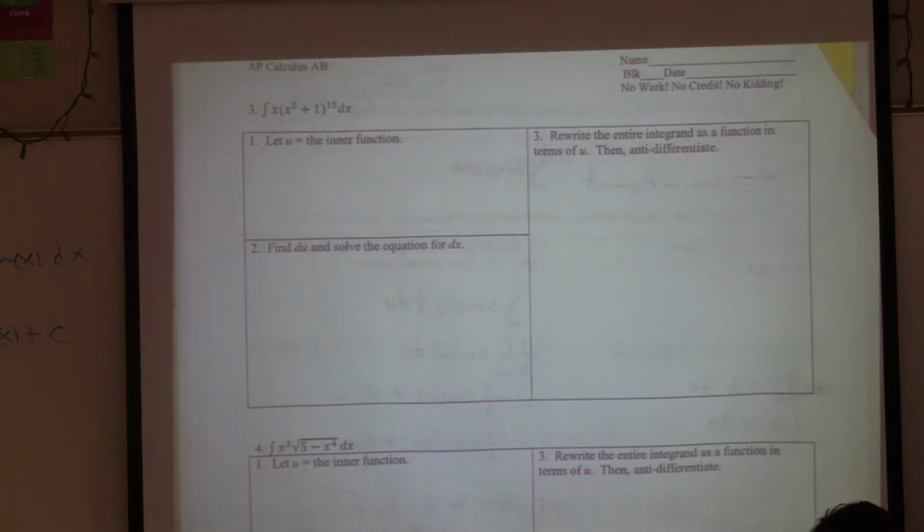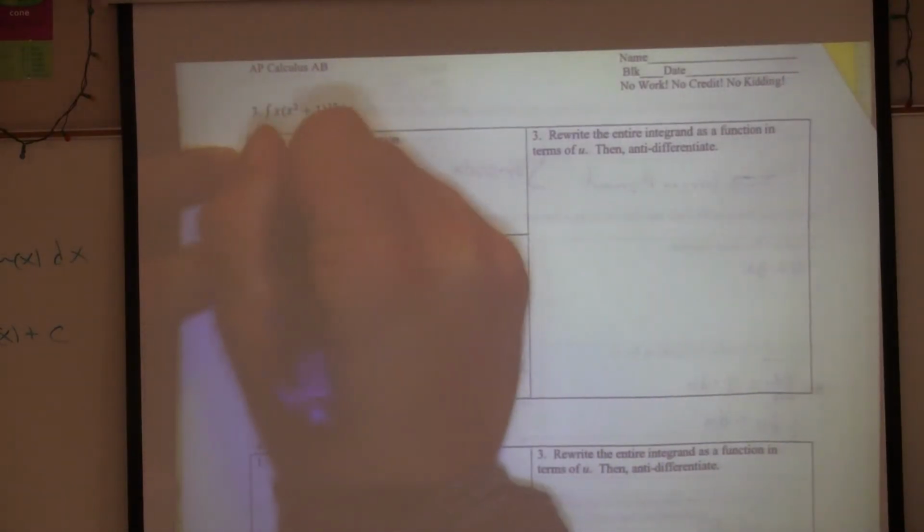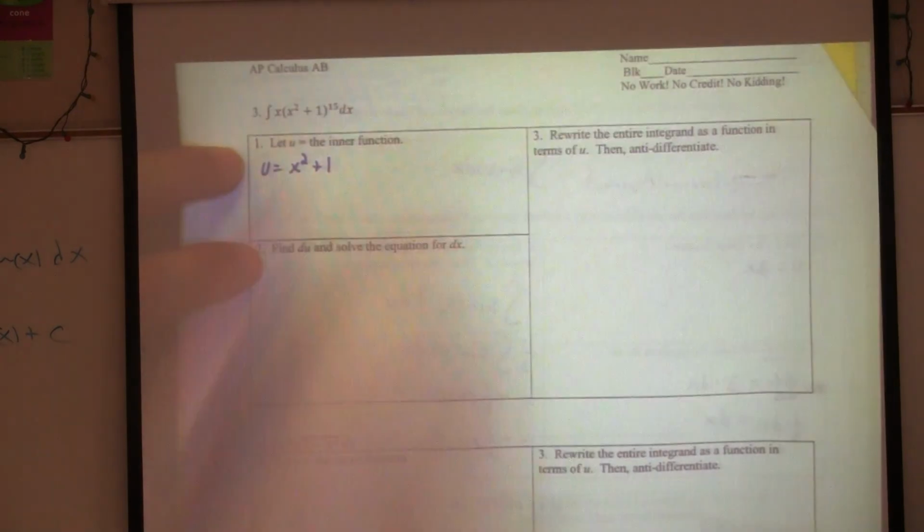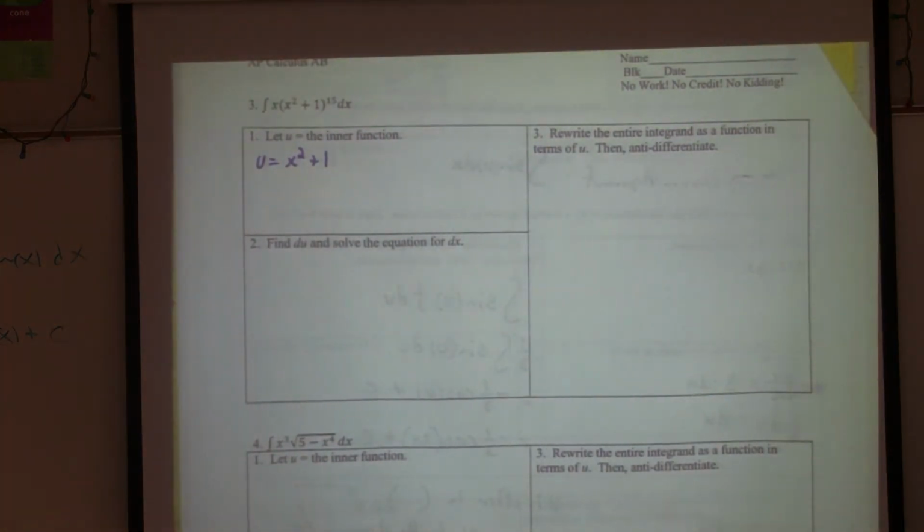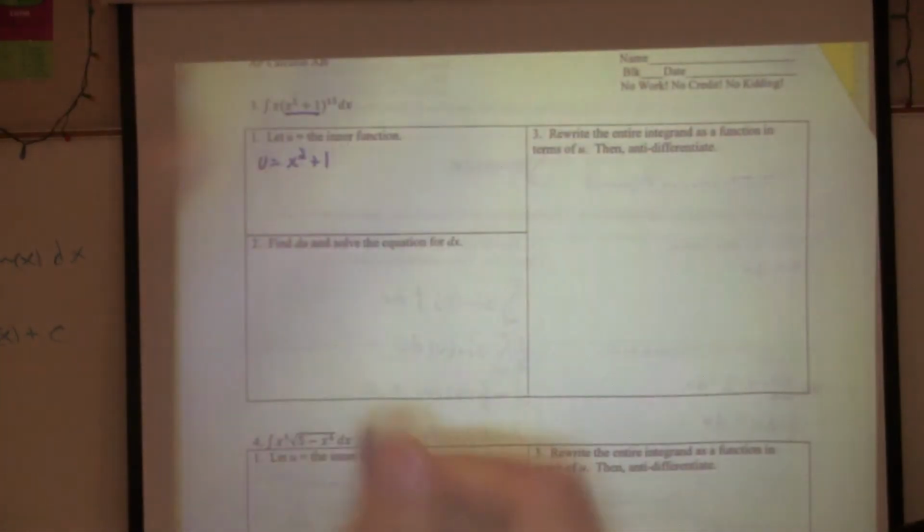No? Well, then I guess we better learn u substitution. So what do you think u should be here? Because that x squared plus 1, right? It was in those parentheses. Okay. So we're replacing this guy, that's good. But we still need to replace this guy.